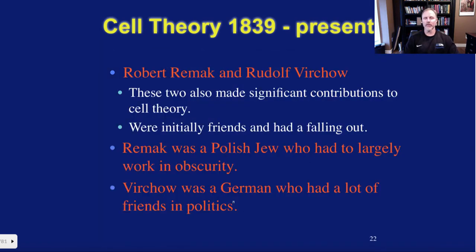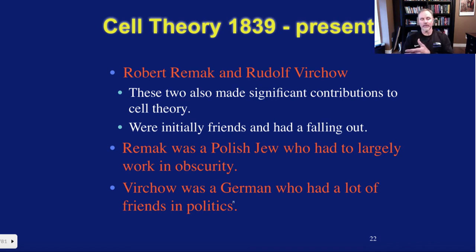So there were some other people besides Schwann and Schleiden that were working on this. Robert Remak and Rudolf Virchow were two people. They made significant contributions to the idea of cell theory, and they were initially friends, but they had a falling out because what Virchow wanted to do was take this work and make it his own, and really be the guy who came up with it, and not share the fact that Remak had a lot to do with it as well.